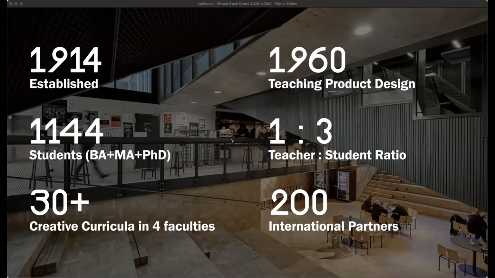Also, ECA can boast with 30 different curricula from the faculties of design, art, architecture, and art culture. So you will have a lot of chances to actually collaborate and work with different creative specialists here. And also we have a very international school. We have more than 200 international partner universities across the globe. We are part of different networks of universities.